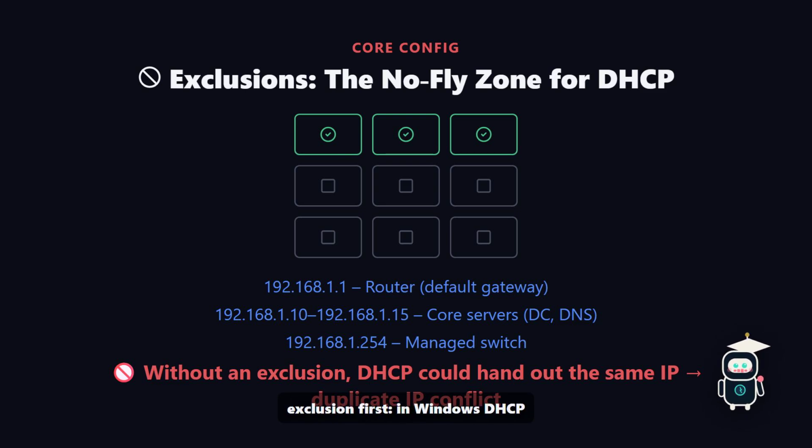Always create the exclusion first. In Windows DHCP console, expand your scope, right-click Address Pool, and add an exclusion range. It takes 10 seconds and saves hours of confusion later.